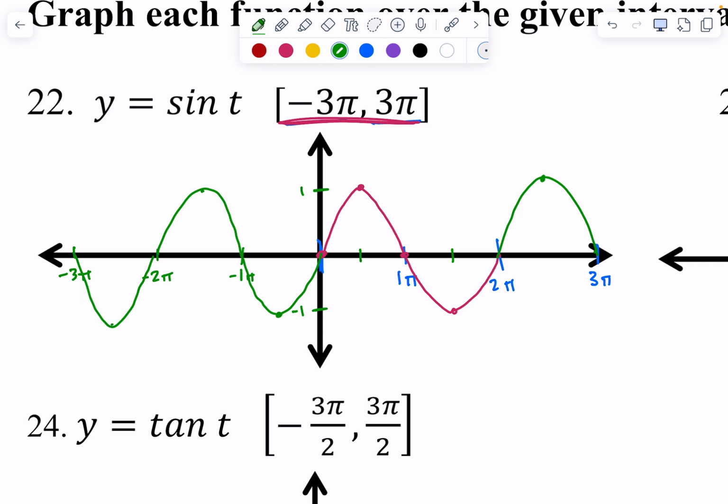So the red one is 1 period. This guy right here is 1 period. We just extended it out and made it longer so we could see more of it. Okay, good.